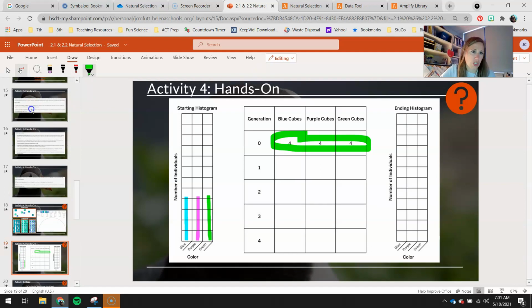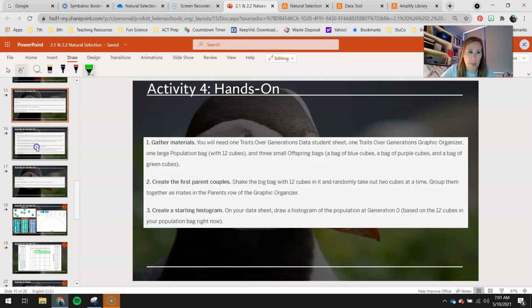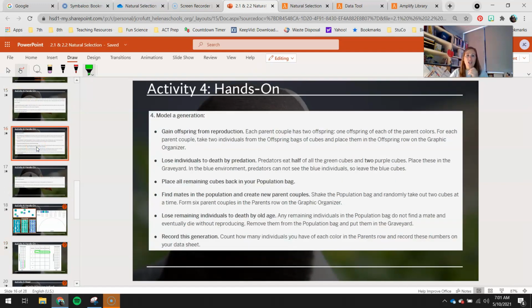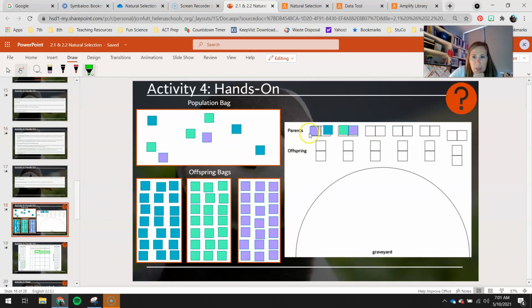All right, back to our instructions on slide 15. I guess we finished that page. Let's go to 16. Model a generation. Gain offspring from reproduction. Each parent couple has 2 offspring, 1 offspring of each of the parent colors. So basically, if we look at my first little couple that I made, their offspring are going to come from these offspring bags, and they're going to model exactly what the parents look like.